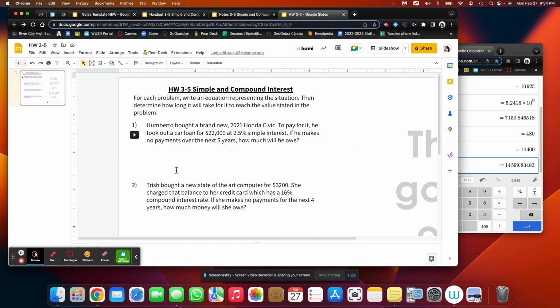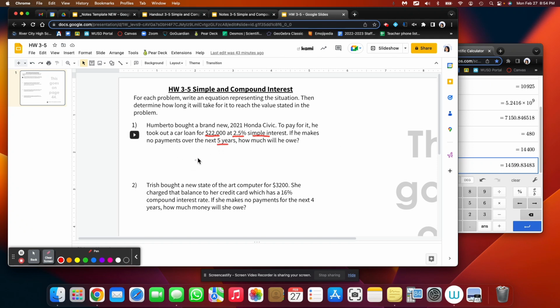Okay, so now let's take a look at the homework here. So we're going to do number 1. So it says, Humberto bought a brand new 2021 Honda Civic. To pay for it, he took out a car loan for $22,000 at 2.5% simple interest. It says if he makes no payments over the next 5 years, how much will he owe?